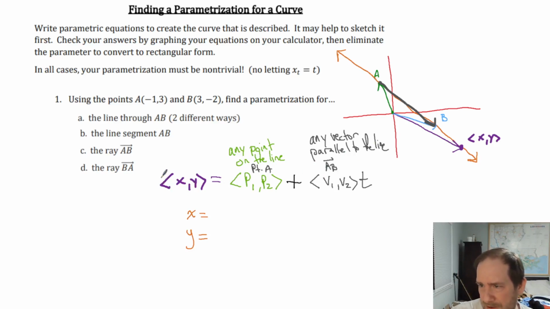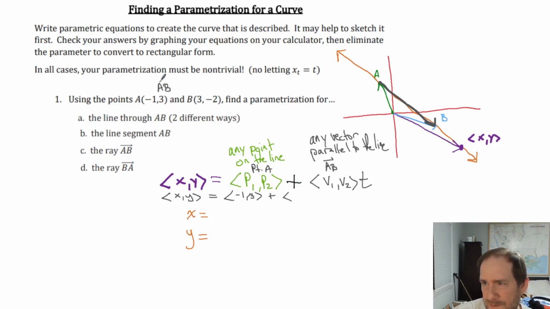So that would mean that my vector equation for this specific problem would be the vector equation xy equals the vector -1, 3 plus the vector. Now remember AB, we just do terminal minus initial, right?